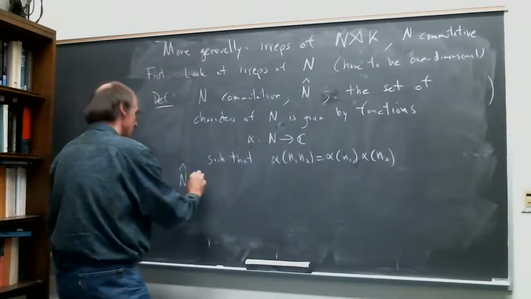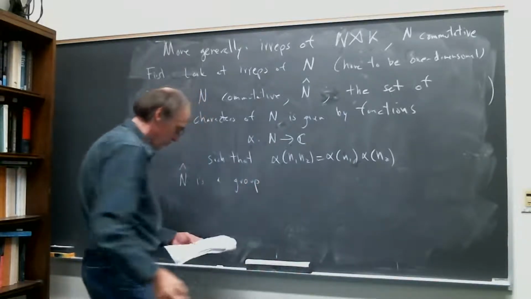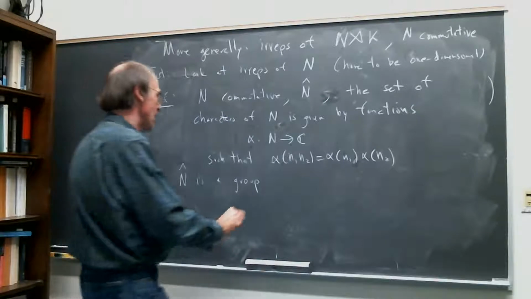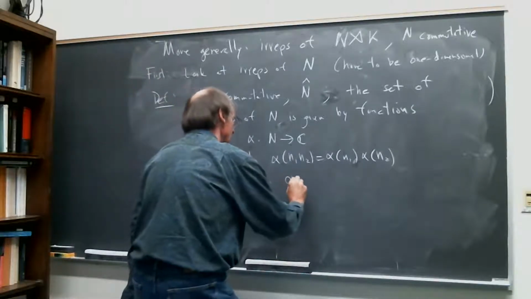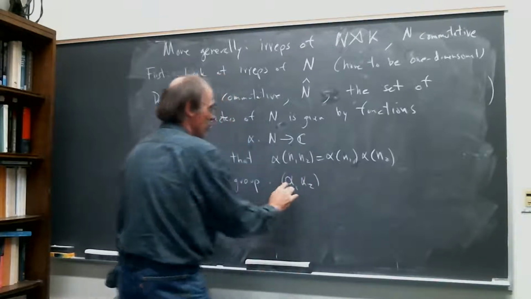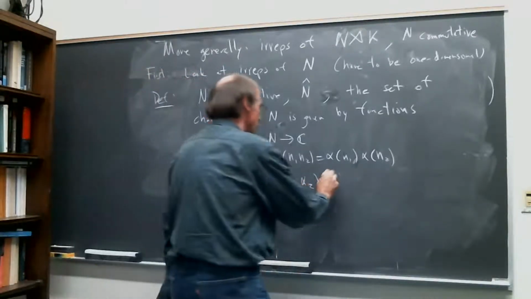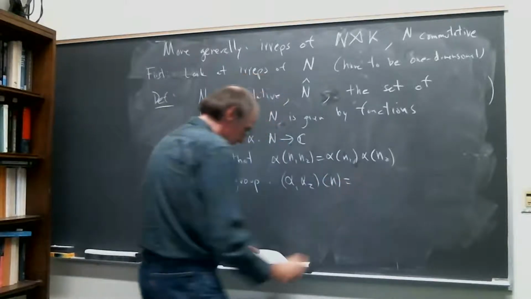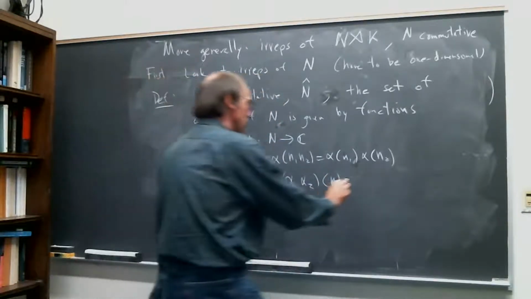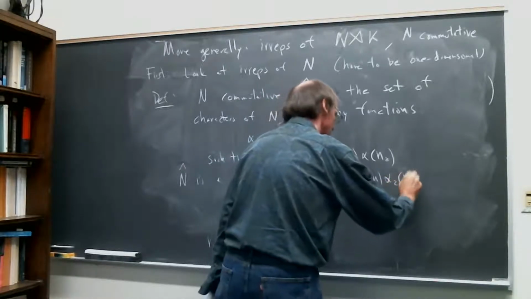The set of these, with a group law: alpha 1, alpha 2. So you can multiply two characters and get a third character, and the third character is just going to be the function given by the multiplication, alpha 1 times alpha 2. Okay.